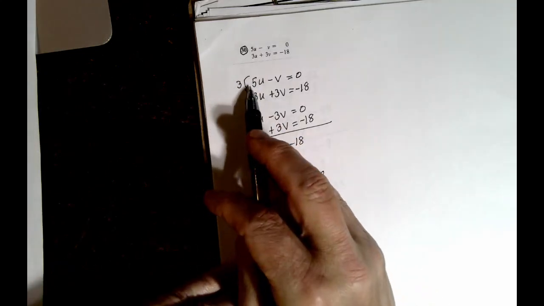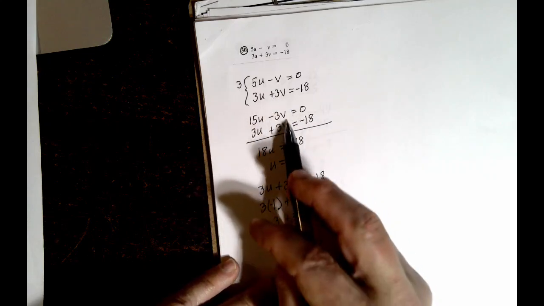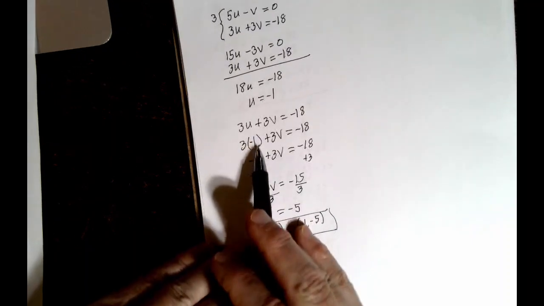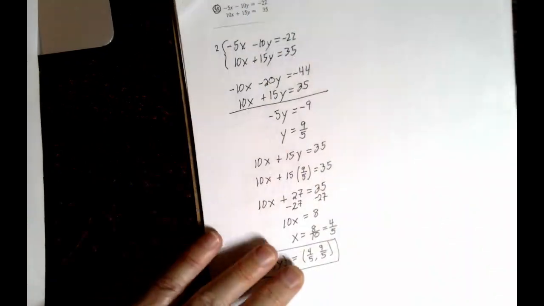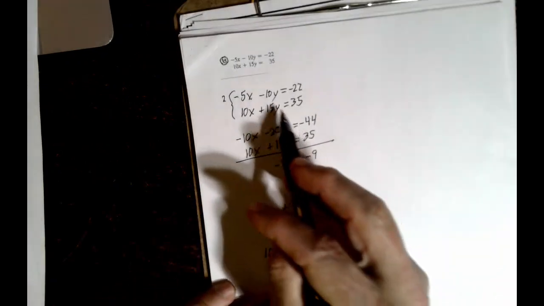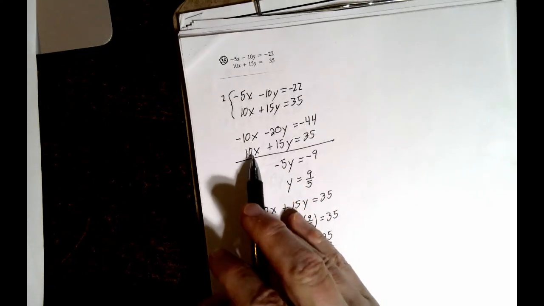So here we multiply by 3, and we get this guy here. We still have the second equation. Now when we add them, our v's go away, and we know what u is. And we plug that number in for u into either equation, and we can figure out what v is. And here, if you multiply by 2, you get minus 10x and plus 10x.